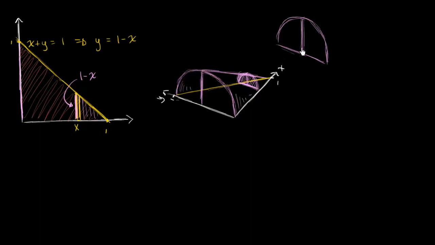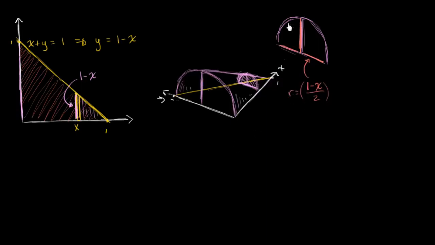So the radius, what's going to be half the diameter? The diameter is 1 minus x. The radius is going to be 1 minus x over 2. Right? That distance is 1 minus x over 2. So that is 1 minus x over 2 is equal to the radius.